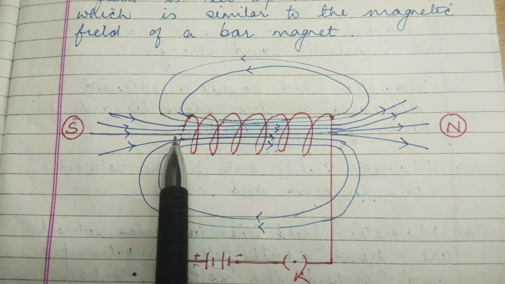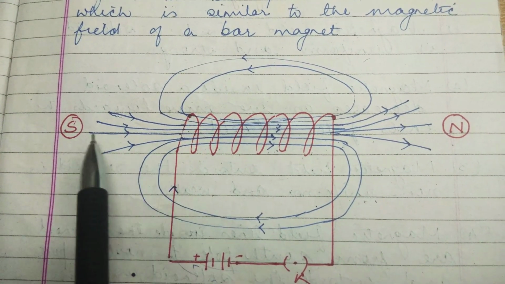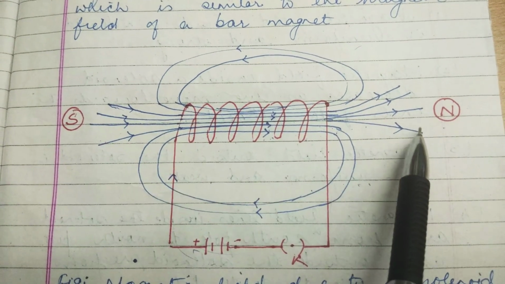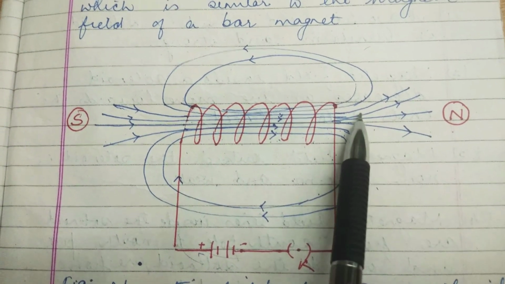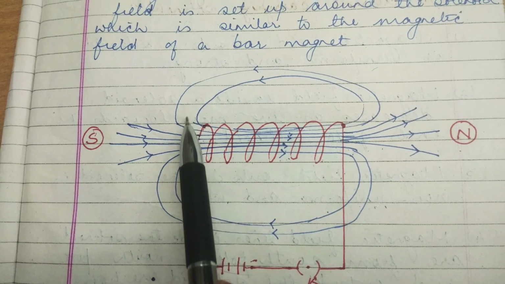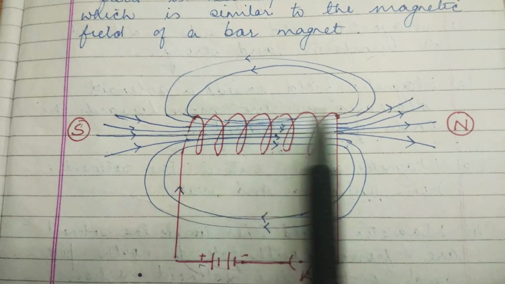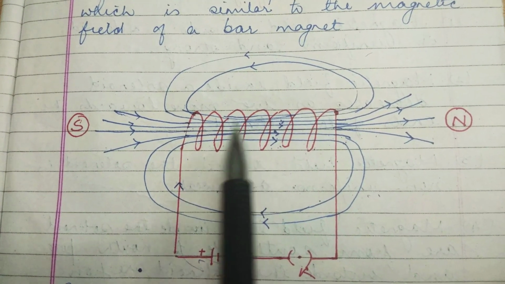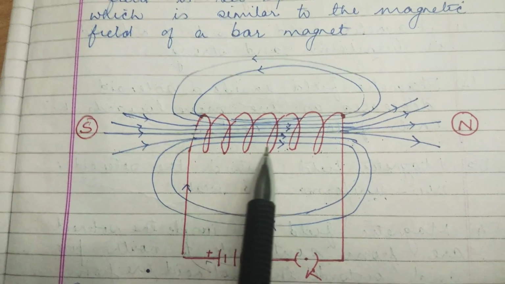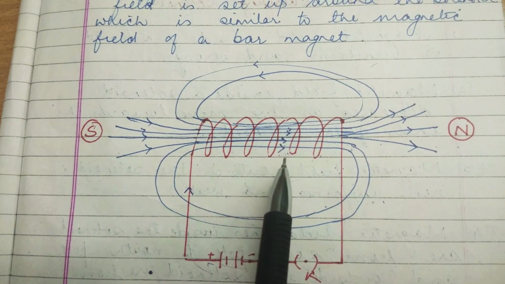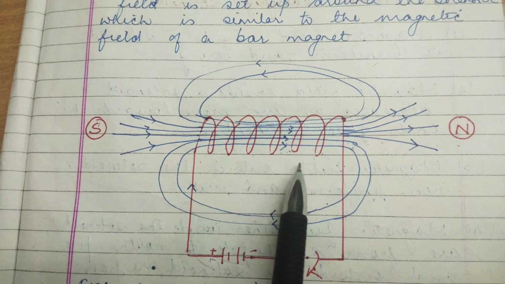Now, magnetic field lines inside the solenoid are from south pole to the north pole, and outside the solenoid it is from the north pole to the south pole. The magnetic field of a solenoid resembles the magnetic field of a bar magnet.